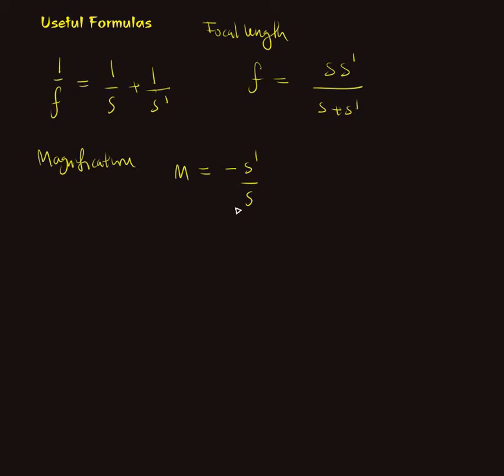And sometimes they use another type of equation, which is the one in terms of height. It could also be written as magnification is equal to, actually they use capital M for magnification, sorry about that, h prime divided by h, where h prime is the height of the image and h is the height of the object.